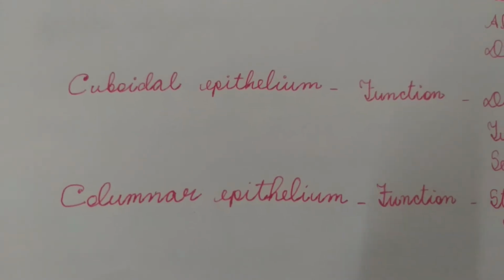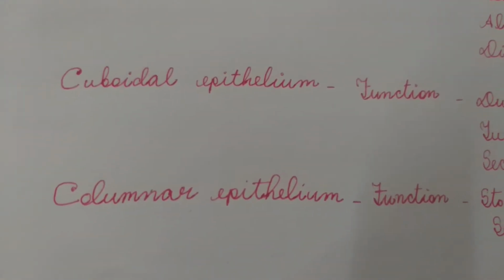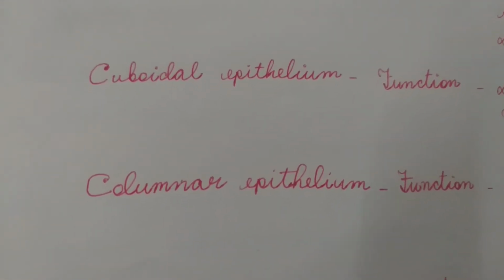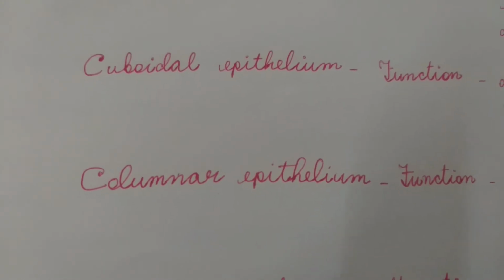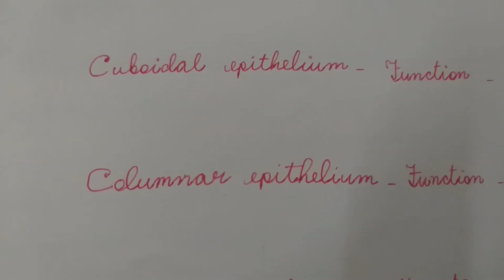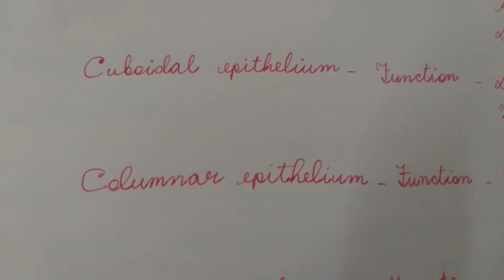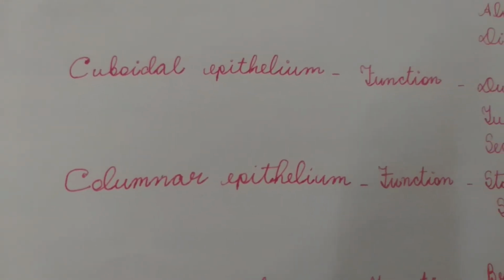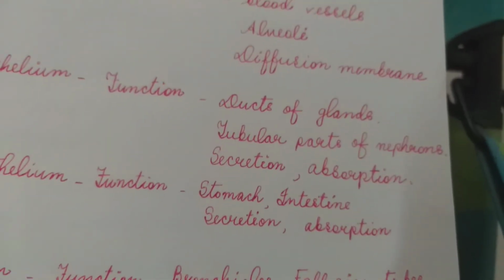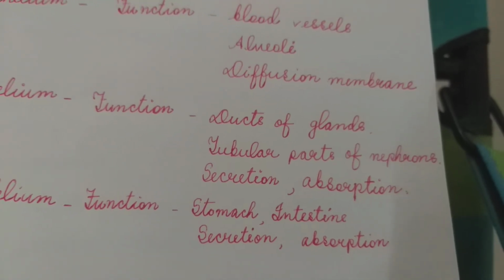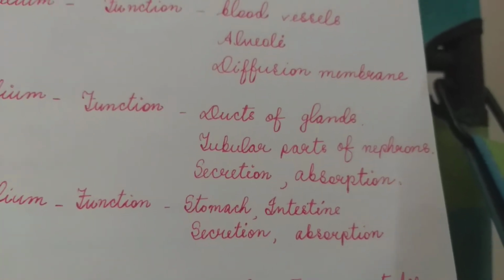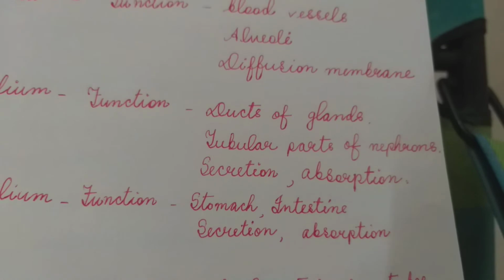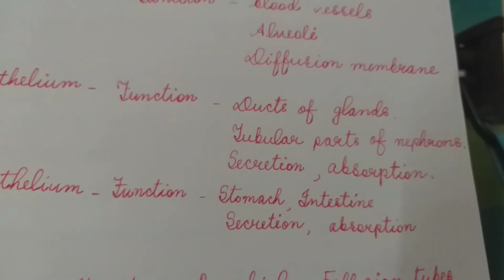Columnar epithelium. Columnar epithelium is an epithelium which consists of tall, narrow, slender cells which are like columns. Functions: columnar epithelium forms the lining of the stomach and intestine, and they perform secretion and absorption.